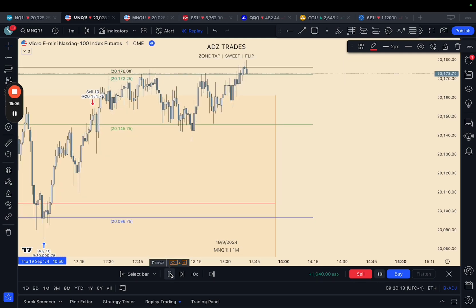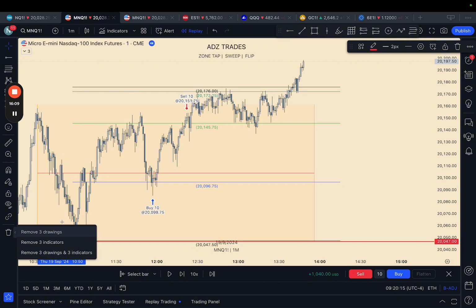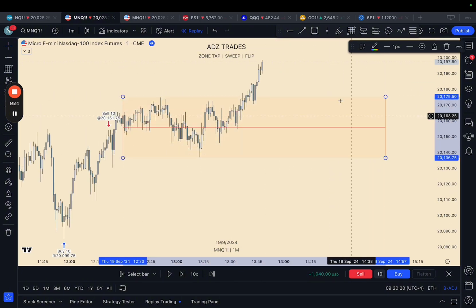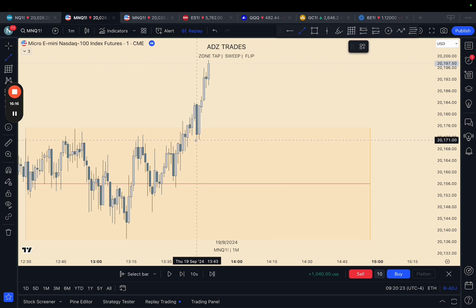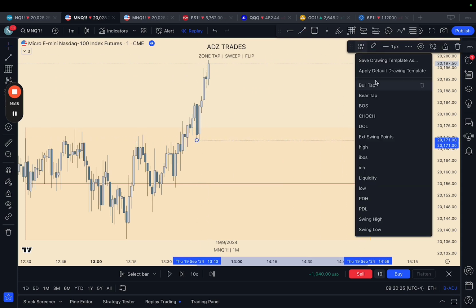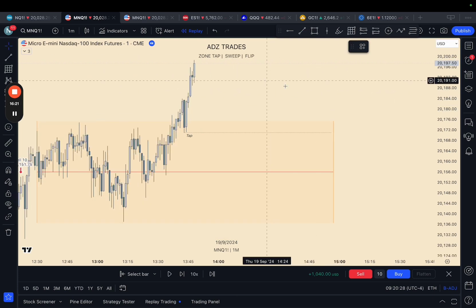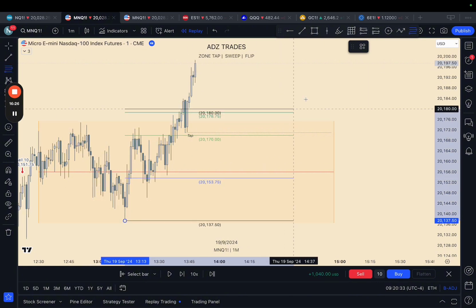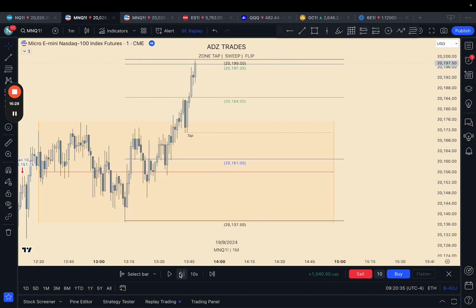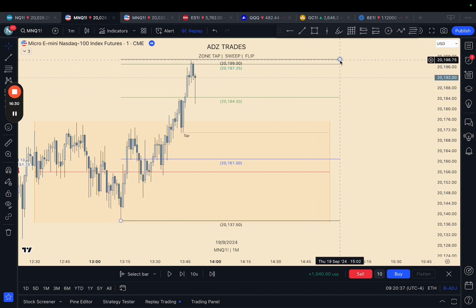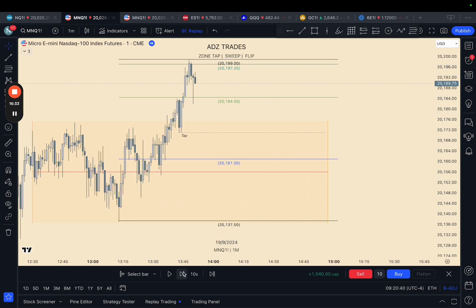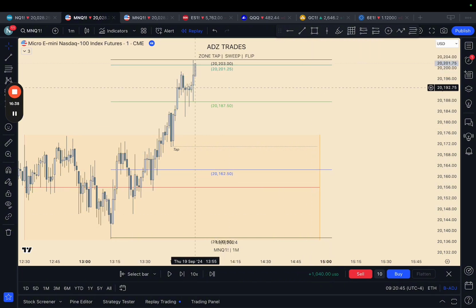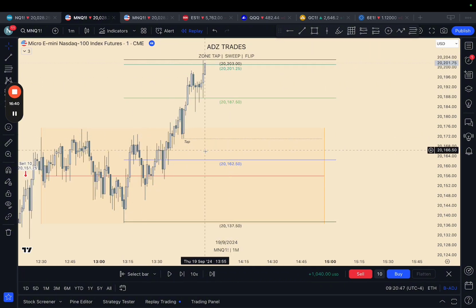Okay, so now we're breaking more structure to the upside. Nice. So now we have a better zone here. So that's our tap. So that's our 1, 2, 3, 4, 5. We'll wait for 5 to be put in, but we'll see how this looks. Doesn't look too bad. As we get closer, I'll check it on M5. So this isn't a zone for me, so I'm still interested in this zone.